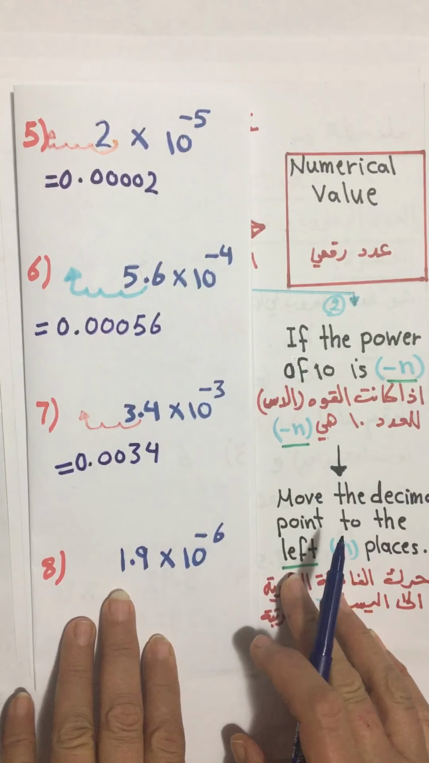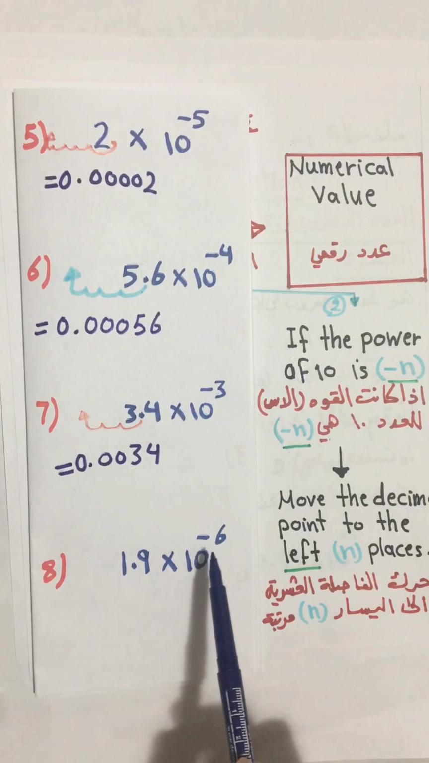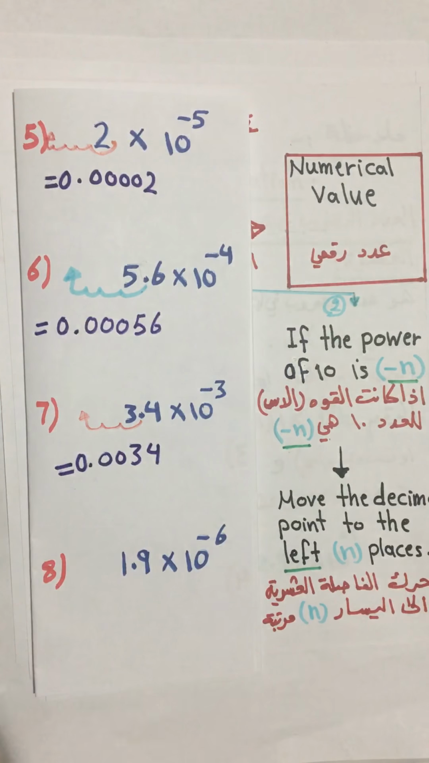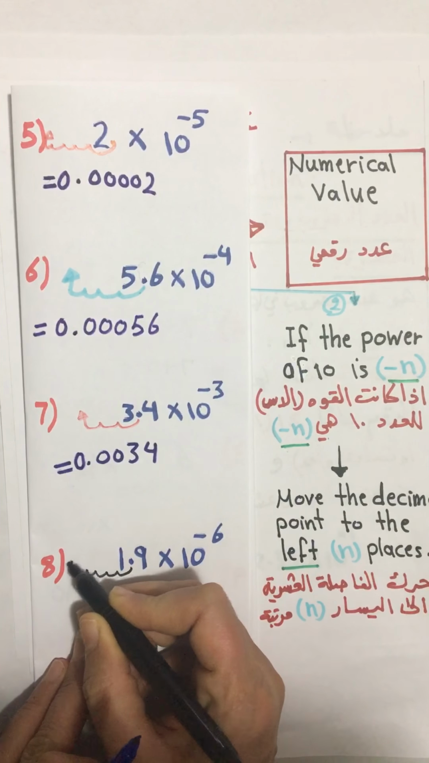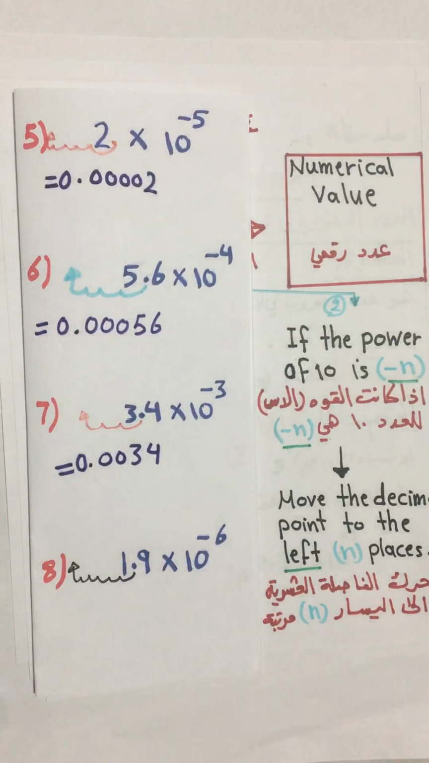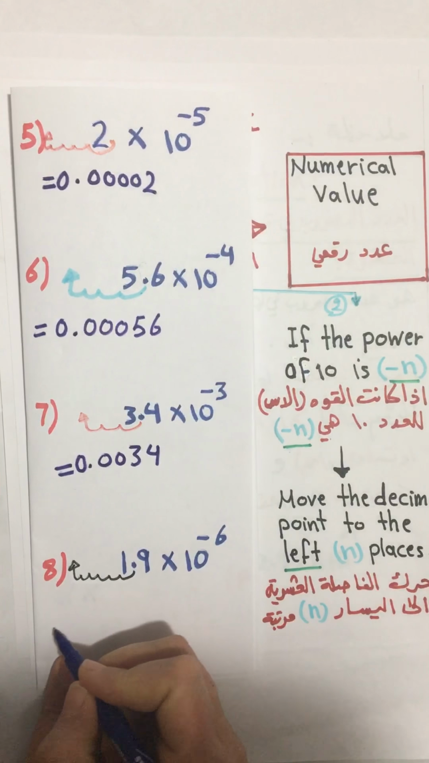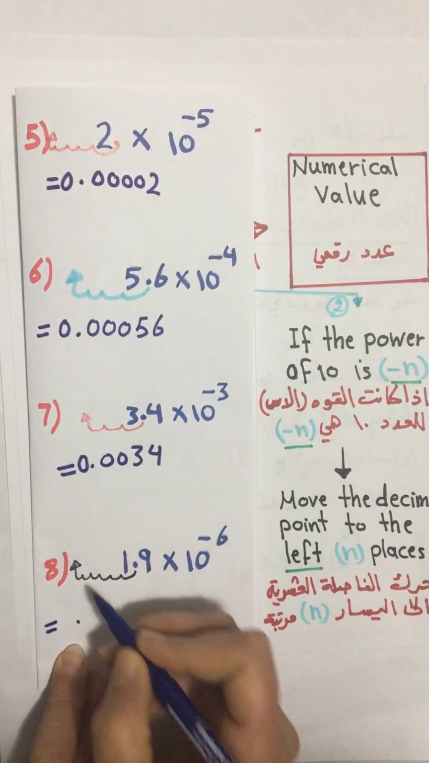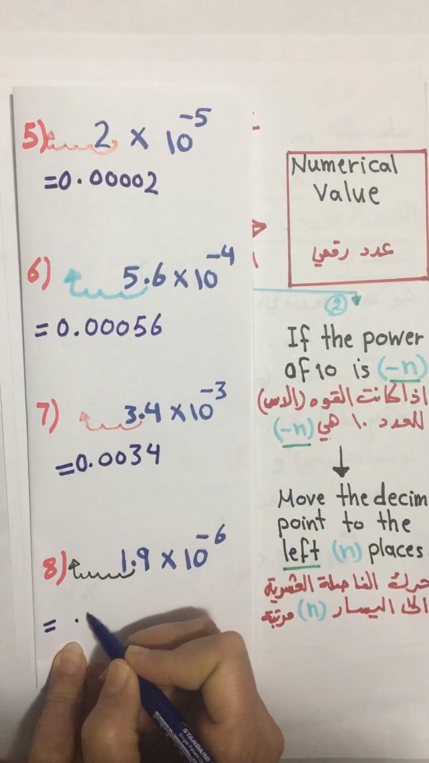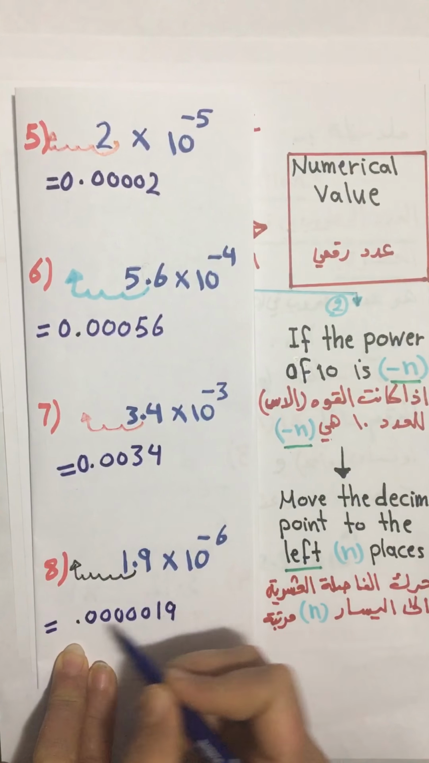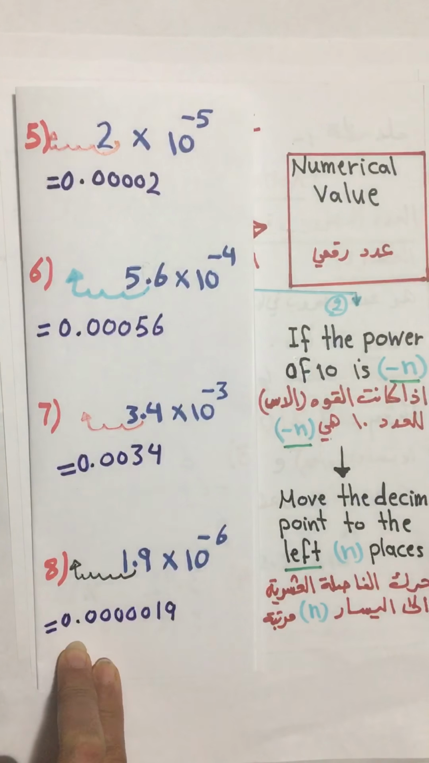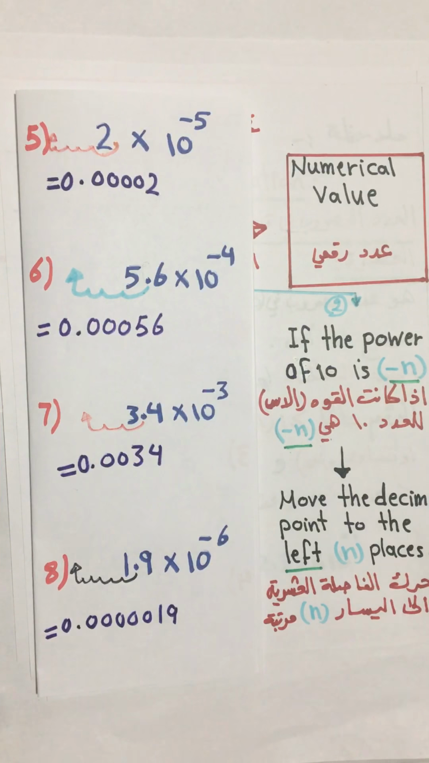1.9 times 10 to the power negative 6. The power is negative, so I'm going to move the decimal to the left. 6 means 6 places, 1, 2, 3, 4, 5, 6. The decimal point, then 1, 2, 3, 4, 5 zeros, then 1, 9. Put 0 right here. This is the answer.